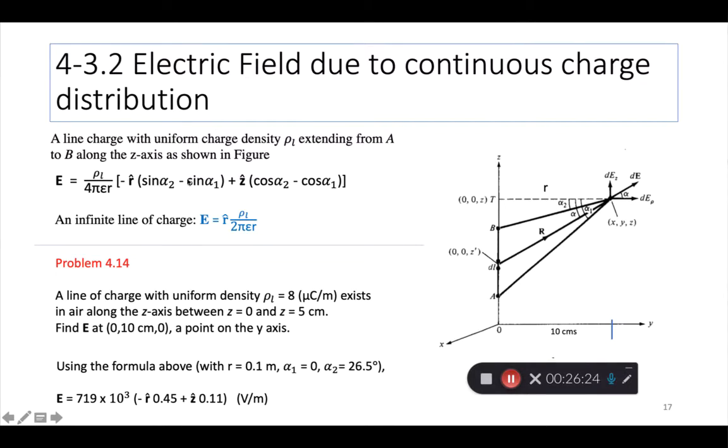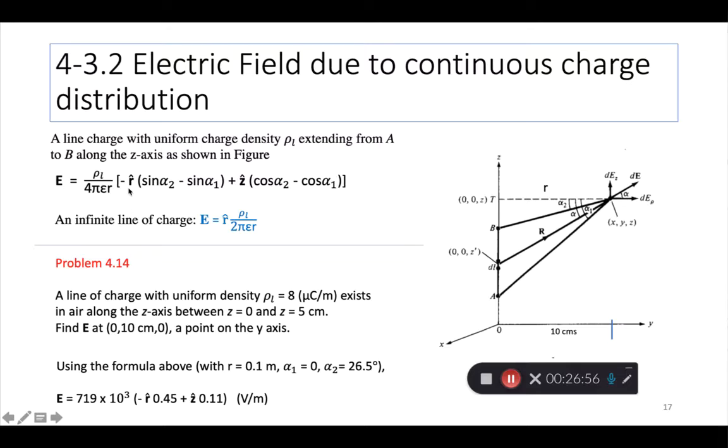So that's the general form, and if this is an infinite line, then the formula becomes this, okay? And these angles alpha 1, alpha 2 are these angles, the angle that this vector from point A makes with the point that we are interested in, which is at r distance from the z-axis, okay? So try to understand alpha 1, alpha 2, because then we have a problem that uses this later on, okay?